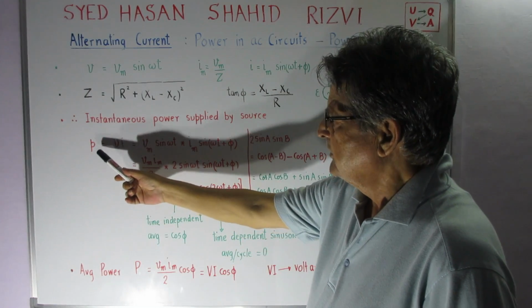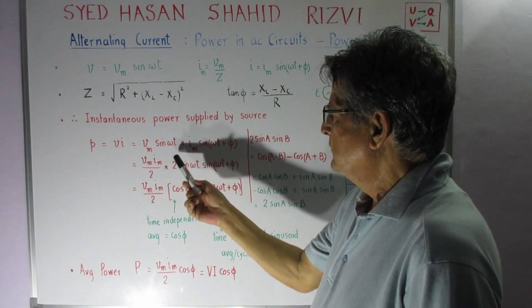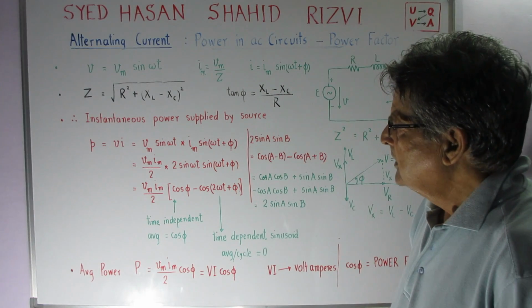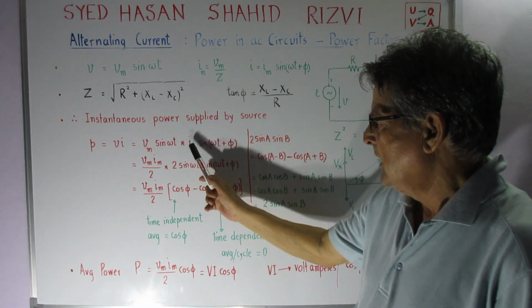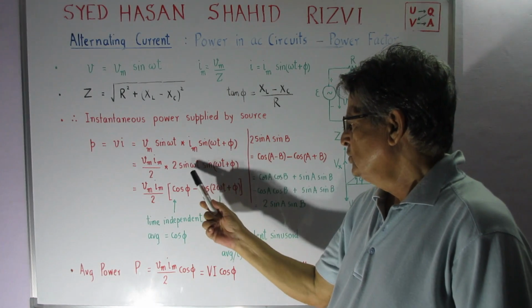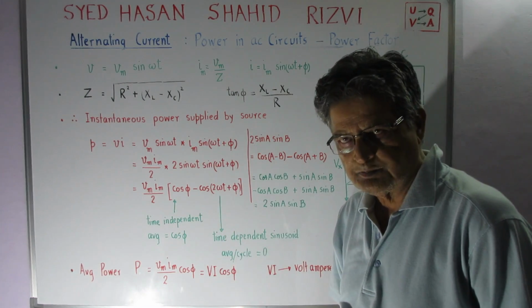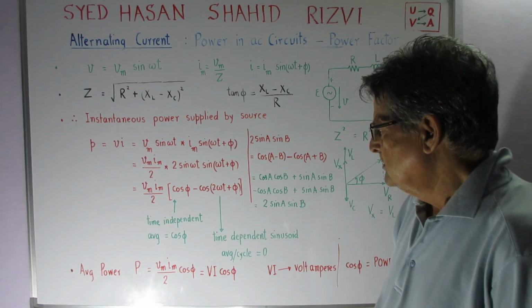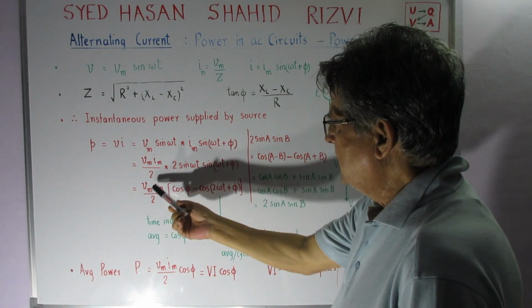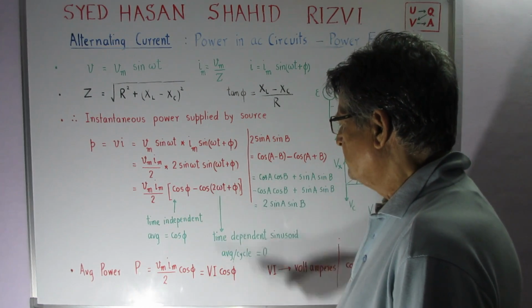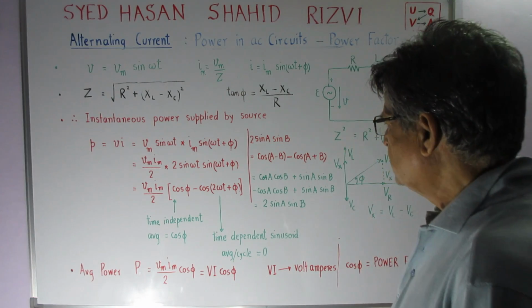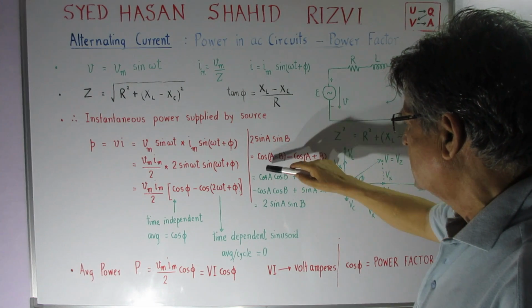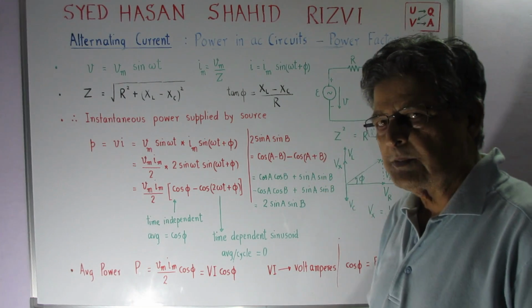For that I write small p is equal to V into I, so Vm sin of omega t times Im sin of (omega t plus phi), which I can write as Vm Im upon 2 into 2 sin of omega t sin of (omega t plus phi). And this I will write as Vm Im upon 2 [cos of phi minus cos of (2 omega t plus phi)]. And this comes from the trigonometrical identity that 2 sin A sin B is equal to cos(A minus B) minus cos(A plus B).